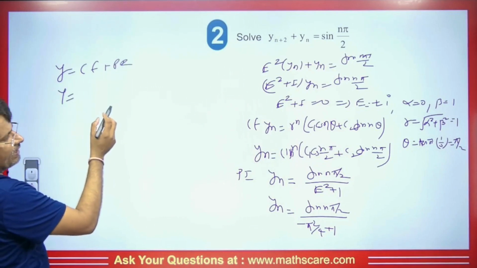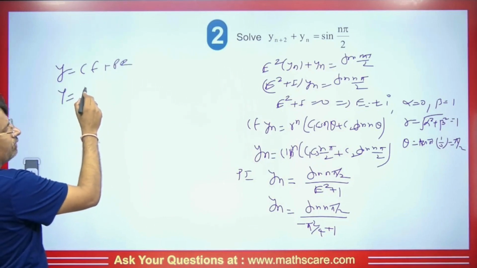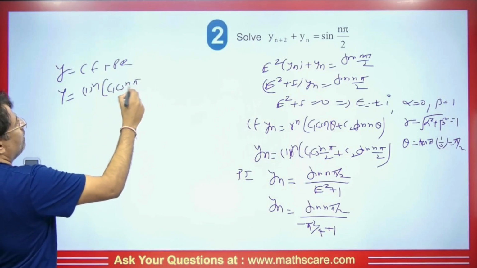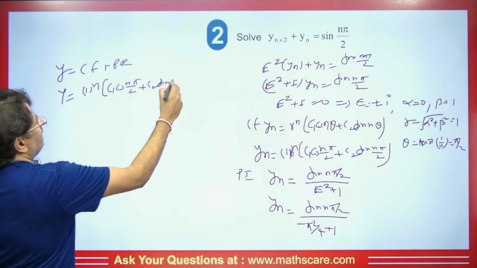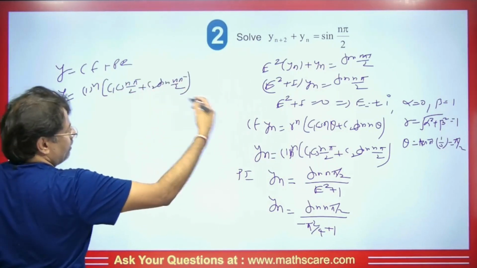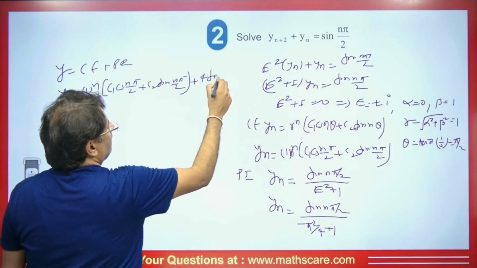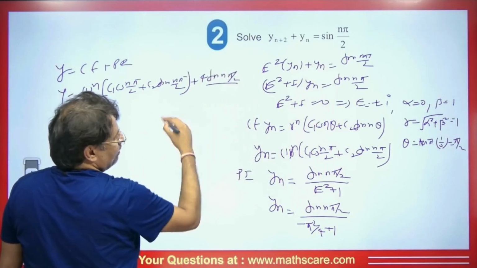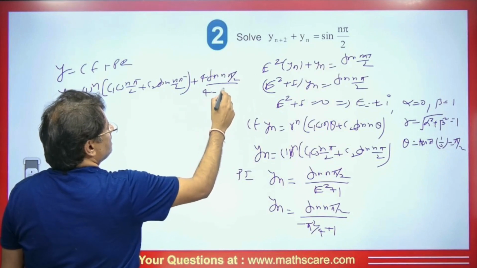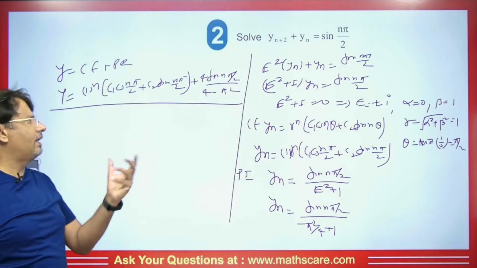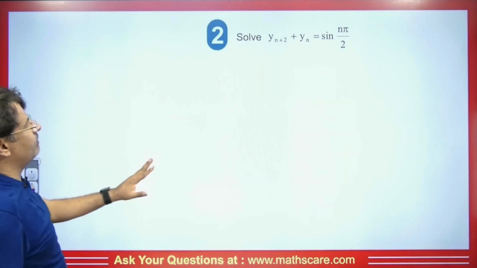So y_n is equal to, we will get its value from here, 1 to the power n. Let's write it. And this will be C1 cos(n pi by 2) plus C2 sin(n pi by 2). And what will be the particular integral of this? 4 will go up, right? So 4 sin(n pi by 2) divided by, here it will be 4 minus pi square. So here we have its particular integral and its CF. So this is how we solved it here.